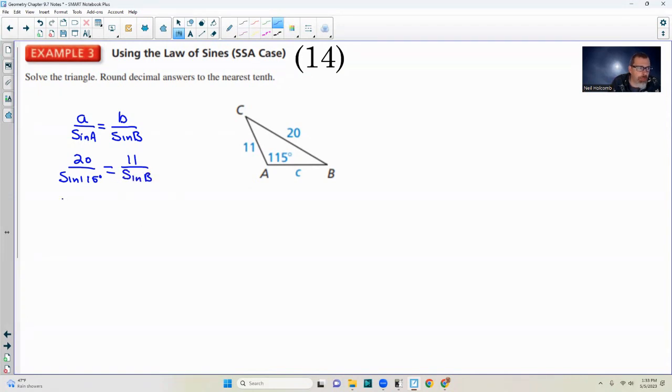So I'm going to cross multiply, and I'm going to get 20 times the sine of B equals 11 times the sine of 115. Okay. So to get sine B by itself, we're going to divide by 20. Divide both sides by 20. These cancel, and we are going to get the sine of B equals, and we'll put this in our calculator.